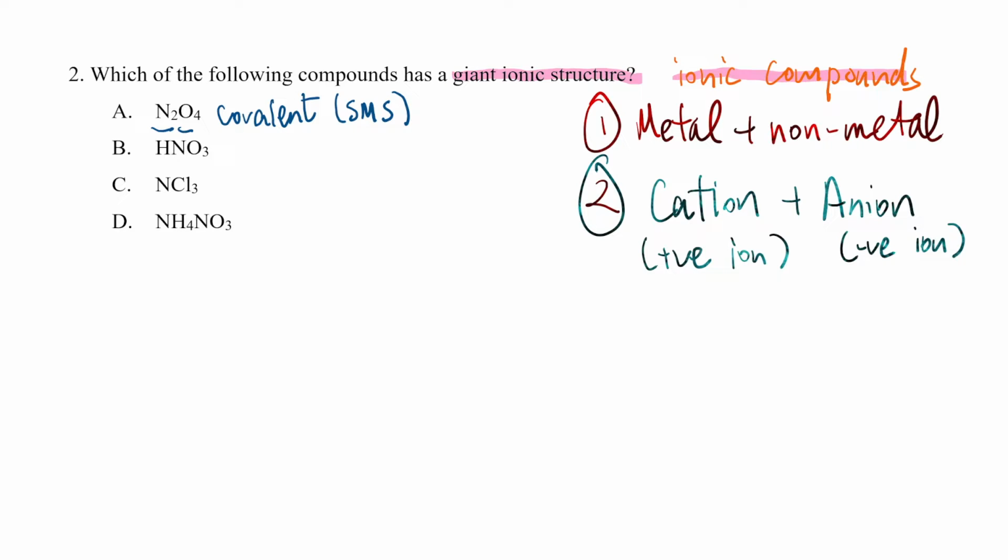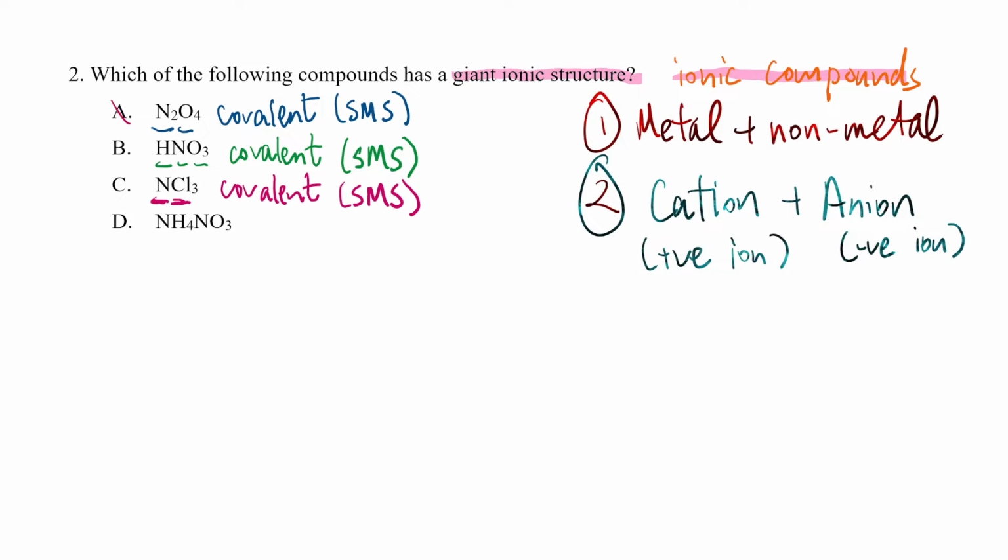How about the next one? We have HNO3. All of them, you can see H is a nonmetal, N is a nonmetal, O is a nonmetal. This is also a covalent compound, and also this would be SMS, simple molecular structure. Let's look at part C now. NCl3. Nitrogen, nonmetal. Cl here, chlorine, also a nonmetal. So nonmetal plus nonmetal, also a covalent compound. So this is also simple molecular structure, SMS.